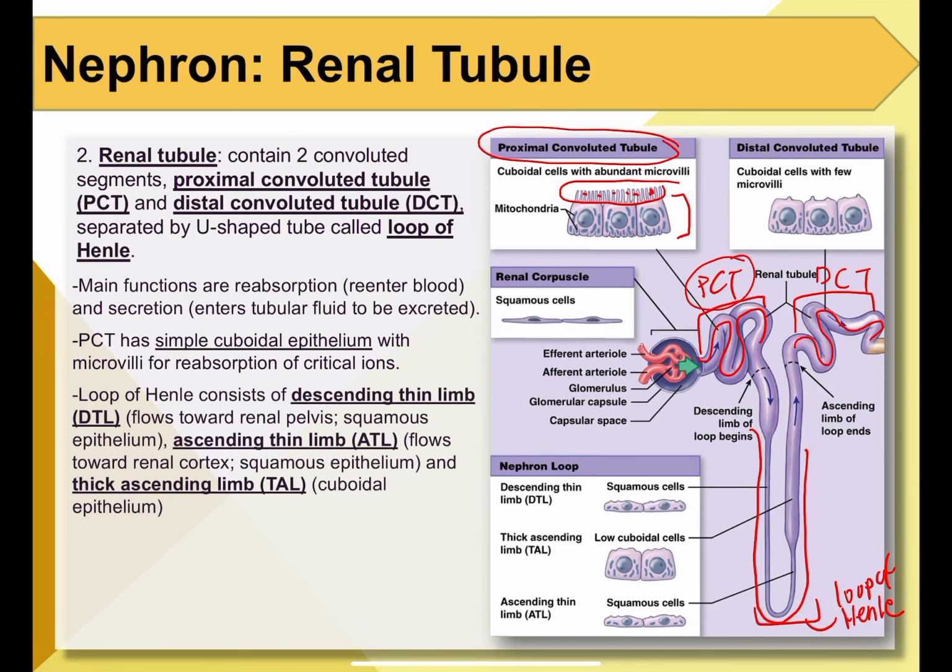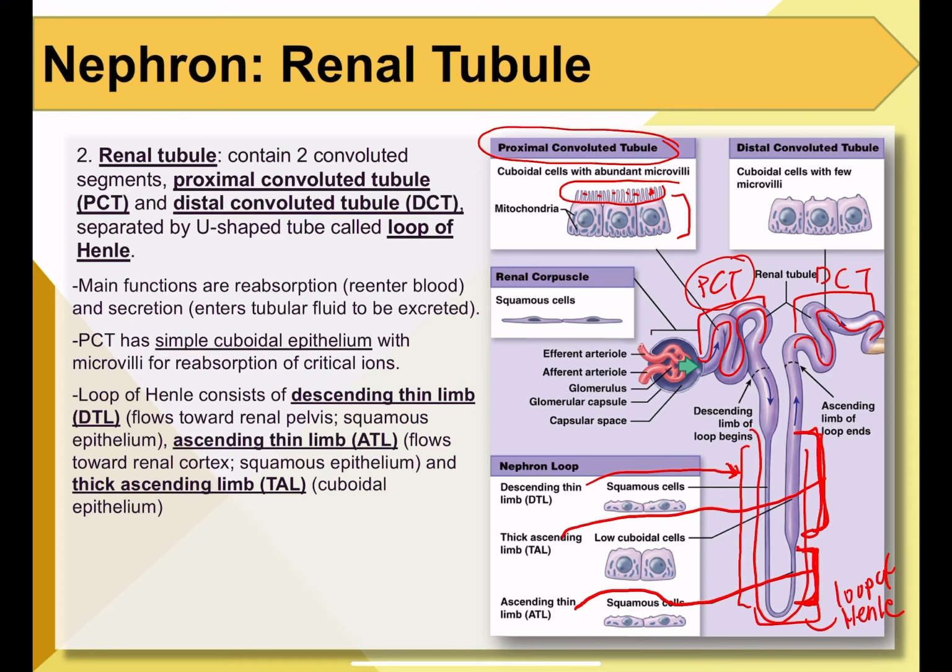The loop of Henle is divided into three parts as well. You have the descending thin limb, which is right here. The descending thin limb is made up of simple squamous epithelium. And then you have the ascending thin limb, which is right here. This section is the ascending thin limb, which is also made up of simple squamous epithelium. And then you have this section of the loop of Henle right here called the thick ascending limb.